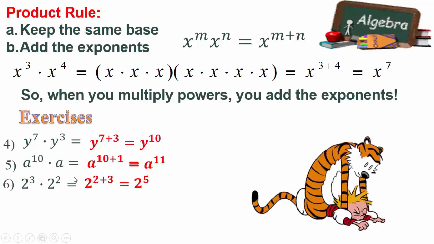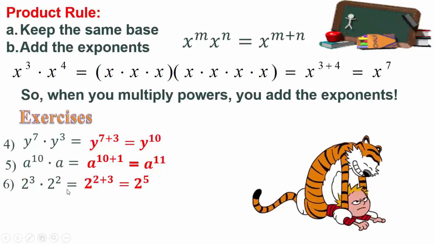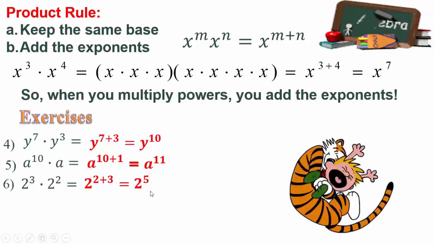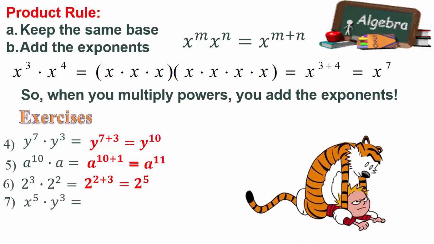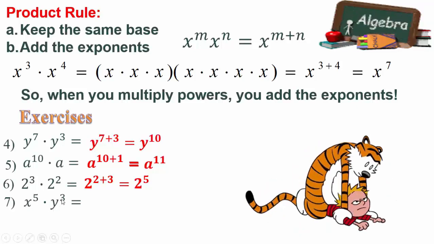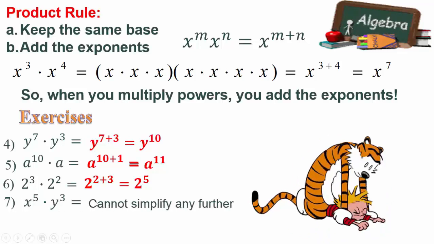There we have the 2 is our base because the 2's are the same, 2 plus 3, and that gives us 5, so finally we get 2 to the 5th. In example number 7, here we have an issue because we have x to the 5th and y to the 3rd. There's an issue because our bases are different. So that means that we cannot simplify this any further.